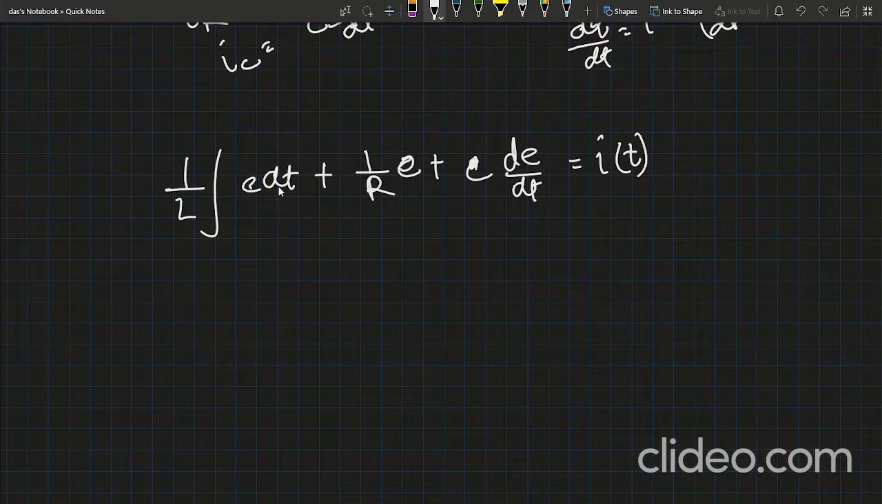Okay, and just for a consideration, so this is our KCL equation basically. Okay, so now if we express this equation in a form of charge, okay, so this equation equals to E.